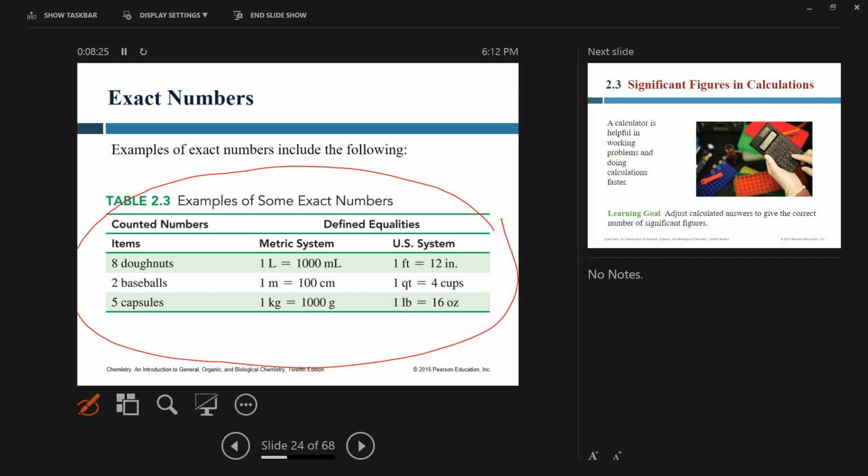Another sort of a glimpse into the future test on this material. I give you a question, which of the following numbers is the exact number? Or which of the following examples is an example of exact number or measured number? Okay? Good?